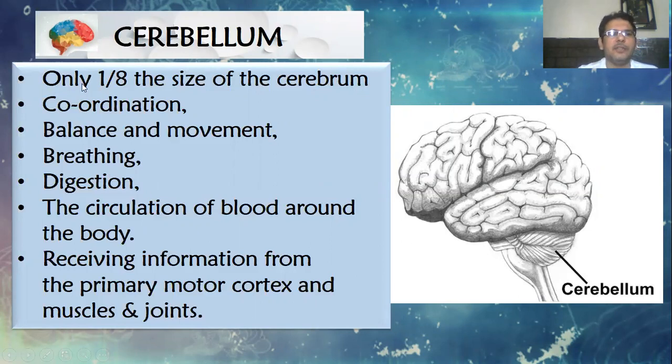The cerebellum is only 1/8 the size of the cerebrum. And how much function is there? It is involved mainly in controlling our balance and movement. You might have seen that if somebody is hit here very hard, they lose their balance and movement, and they just fall down. So this is a very important structure at the very back side of our brain. It is involved with coordination, balance, and movement, breathing, digestion, the circulation of blood around the body, and receiving information from the primary motor cortex and muscles and joints.